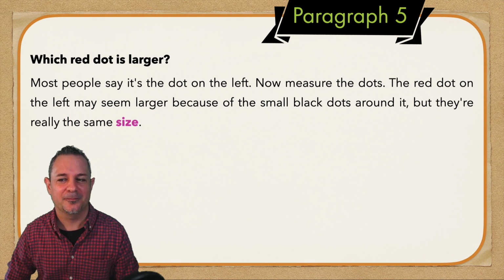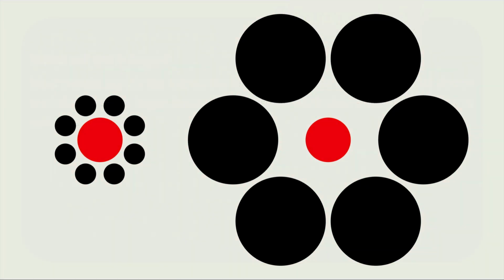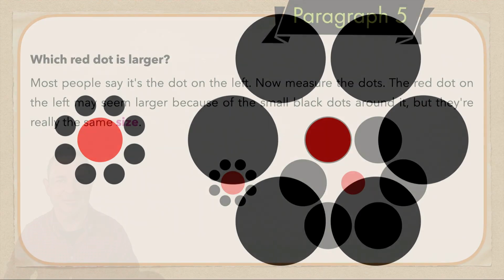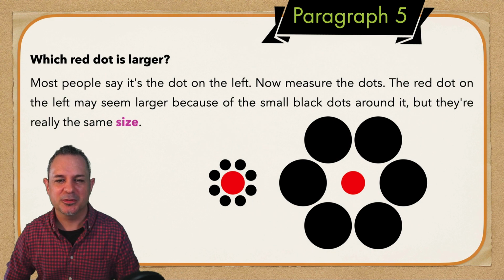Paragraph 5. Which red dot is larger? Take a look. That's tricky, isn't it? Most people say it's the dot on the left. Now measure the dots. The dot on the left may seem larger because of the small black dots around it, but they're really the same size.